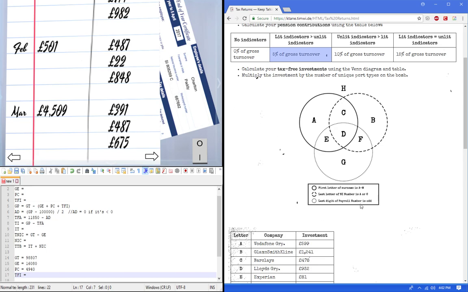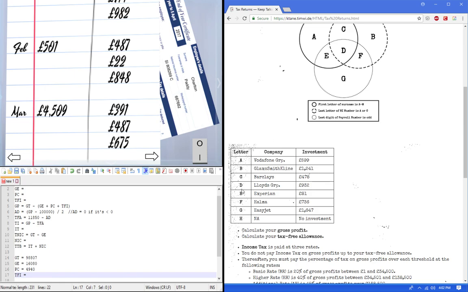And last digit of the payroll number is odd? No, it's a 2. So we're going to use the first 2, which is solid line and dotted lines. So we're going to use this and this. So we're going to use C. We're going to take that letter C and use it in this table, and we get our company, Barclays. Not important, but what's important is our investment, which is 478.